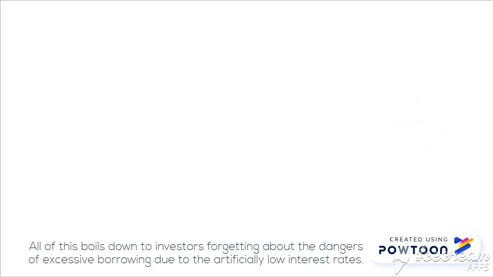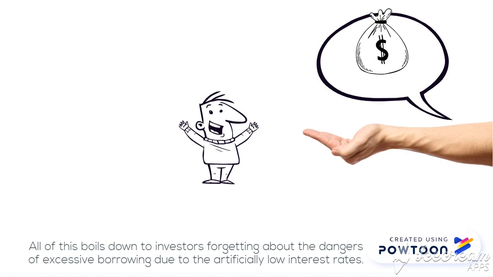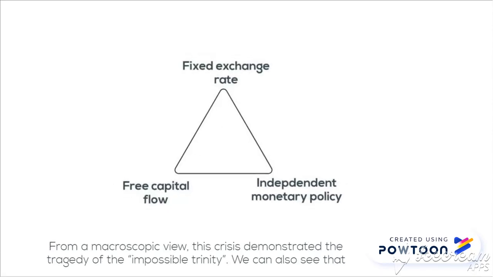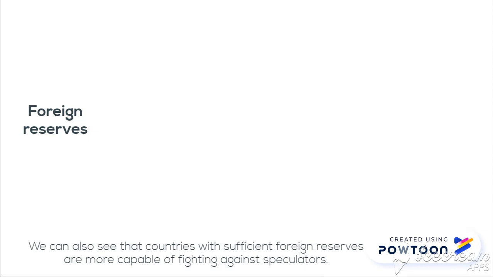All of this boils down to investors forgetting about the dangers of excessive borrowing due to the artificially low interest rates. In sum, the 1997 financial crisis has many implications. From a macroscopic view, this crisis demonstrated the tragedy of the impossible trinity. We can also see that countries with sufficient foreign reserves are more capable of fighting against speculators.